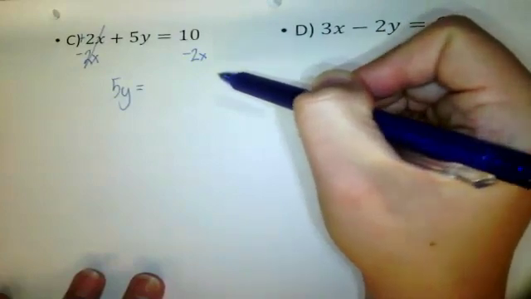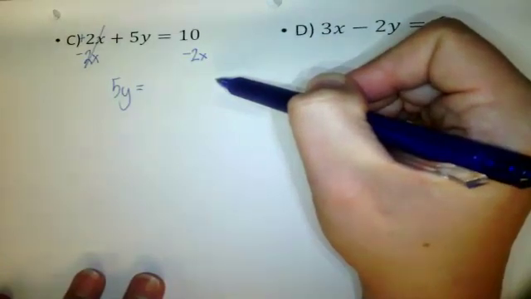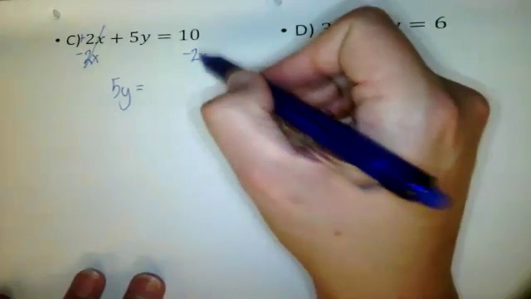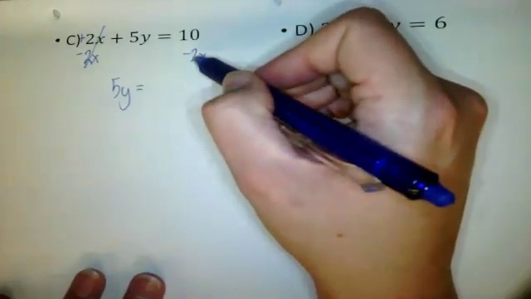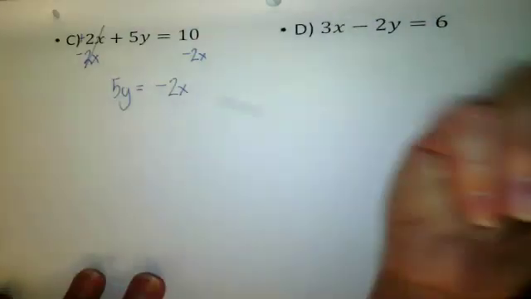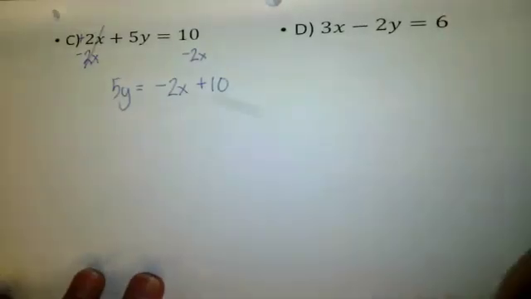A common answer is to say 8x. Would that be accurate? No, it would not. 10 does not have a variable. We cannot combine them. They're not like terms. So they just get stuck together. Like here, we've got a negative 2x term, and what's the other term? Positive 10. All right? That's it. They just get stuck on the same side.